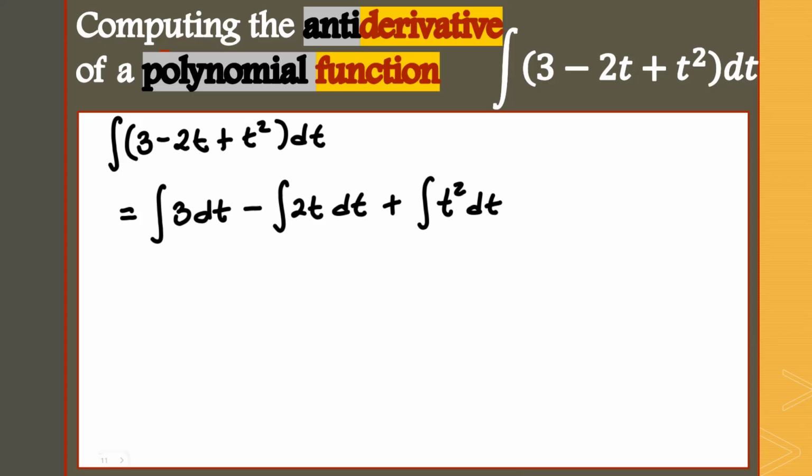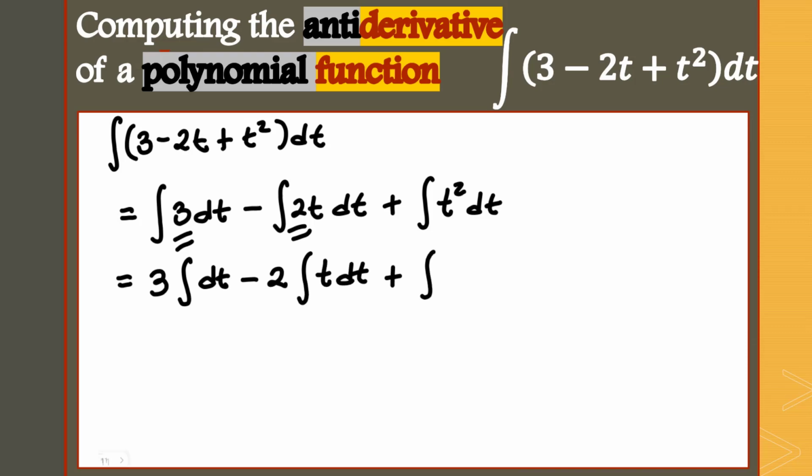Next is to apply the constant multiple rule, because we have here a constant together with the second term as well. So let's have here 3 times the integral of dt, then minus, as we take out 2, the integral of t dt, and plus, of course, the integral of t squared dt. Now this time, we can use the other rules. Let's say the power rule for these two.